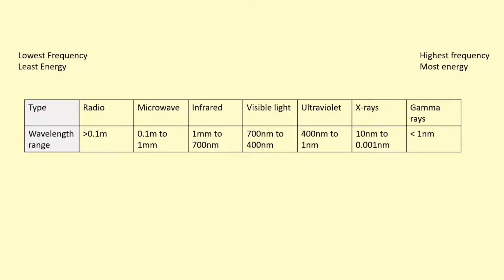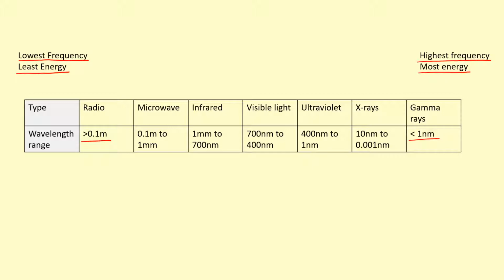Okay, this table shows all the different types of electromagnetic waves. Starting on the left-hand side, we've got the radio waves, which have the longest wavelength, which is longer than 0.1 meters. And that also means that they've got the lowest frequency and the least energy. On the other end, we've got gamma rays, which have wavelengths shorter than 1 nanometer, so very short wavelength. And they have high frequency, and they also have the most energy.